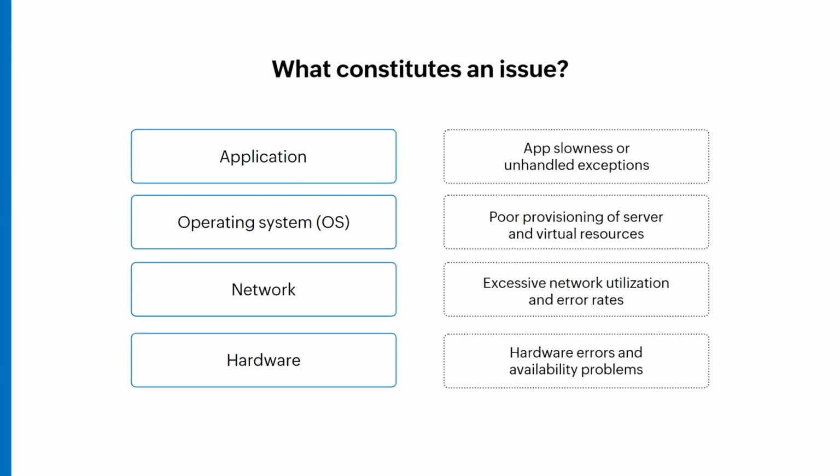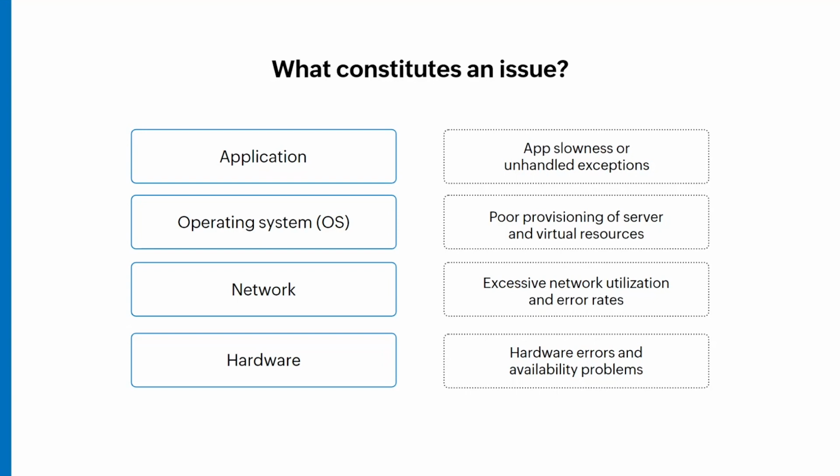The next layer, for example, is the operating system. The issues in this layer could be because of poor provisioning of server and virtual resources. When it comes to applications, the issues can range from application slowness to unhandled exceptions. Say, for example, you're going to your website and you see that it's not loading for the past 2 minutes. Then the issue is application slowness.